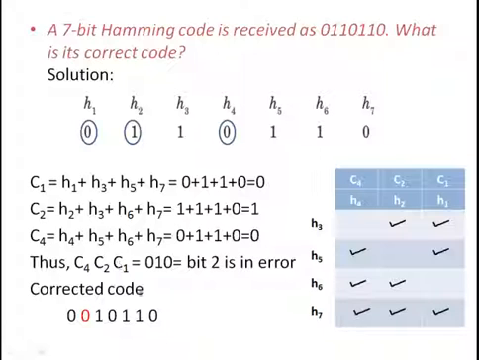Now the combination formed by these check bits, that is C4, C2, C1, is 0, 1, 0, which is decimal 2. So bit 2 is in error. It means that this bit is in error. So in order to get the corrected code, you have to complement this bit. So it is 1, 0 is written here, and this is the corrected code of the received code.